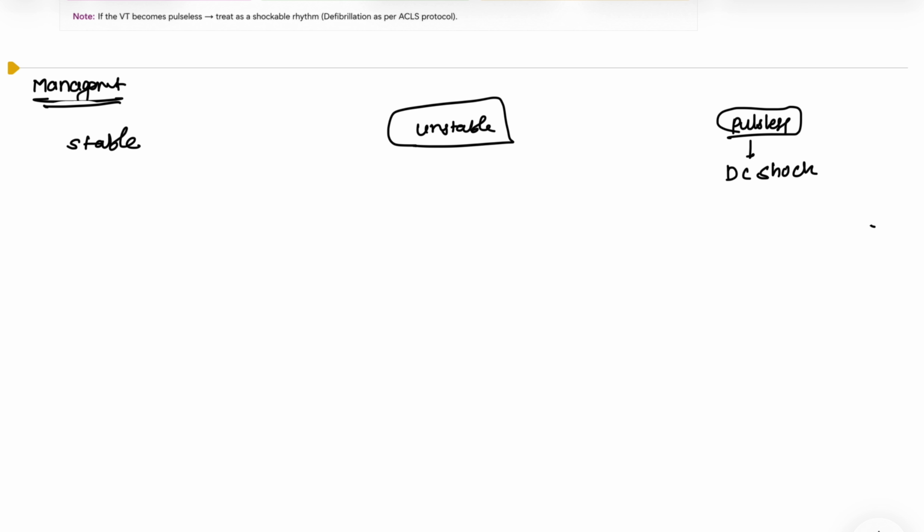Now how to manage this patient? To manage this patient, we will categorize the patient into the stable one, unstable one, and pulseless. As we know, we will be going for DC shock in pulseless. In an unstable patient, we will be going for synchronized shock, and in a stable patient, we will go for pharmacological cardioversion.